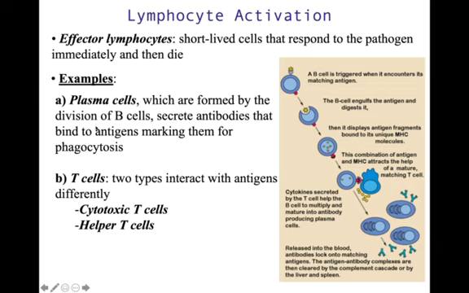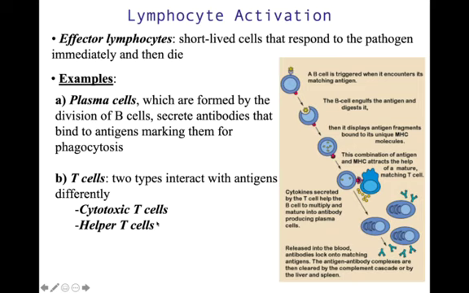Okay, what's the effector lymphocyte version for a T cell? Well, T cells produce two different types of effector lymphocytes. They produce the cytotoxic T cells. Again, these are the killer T cells. So these are the ones that are going to punch holes in the plasma membrane, causing apoptosis.